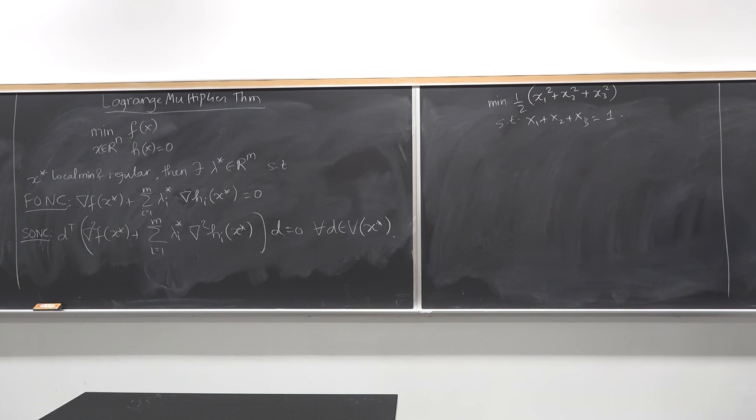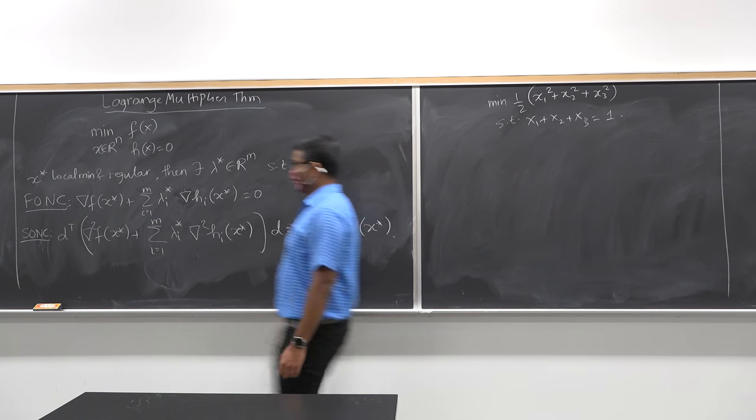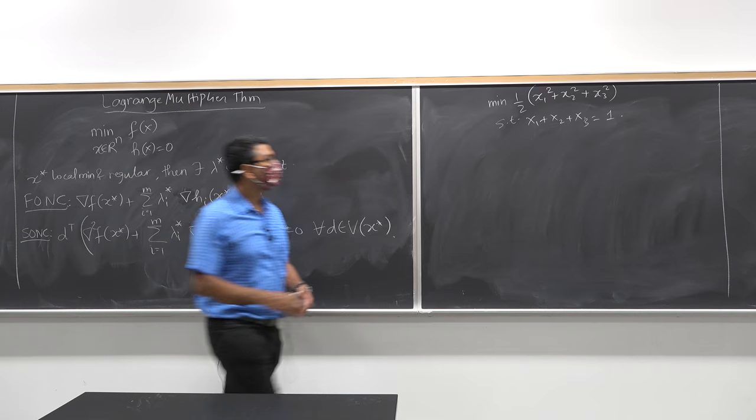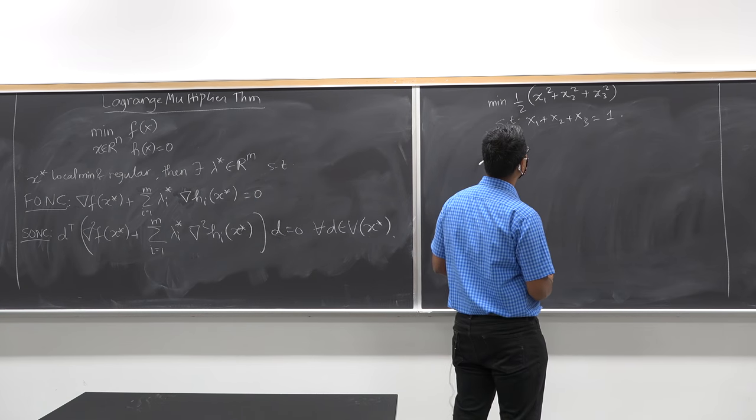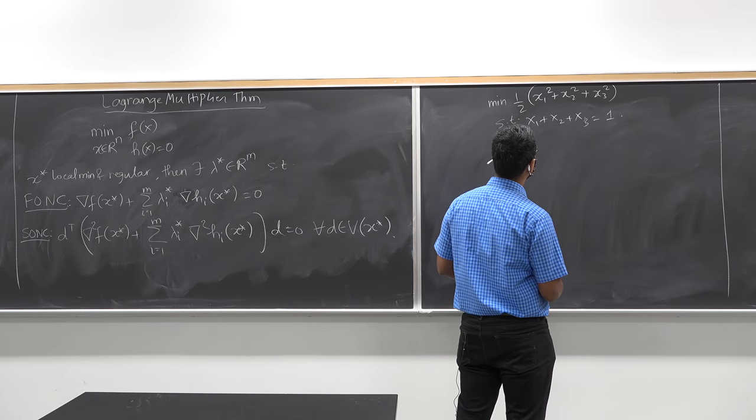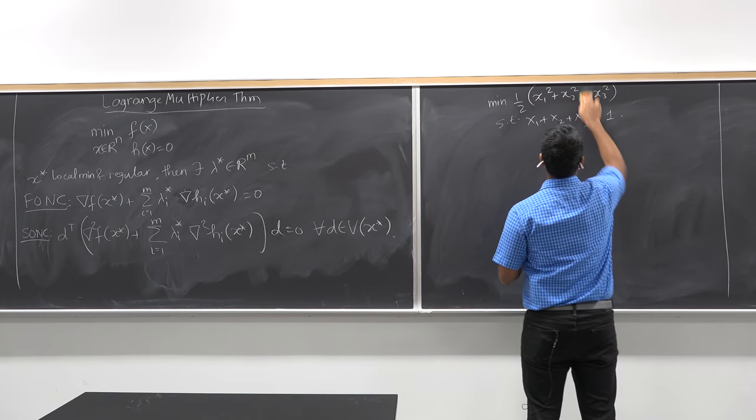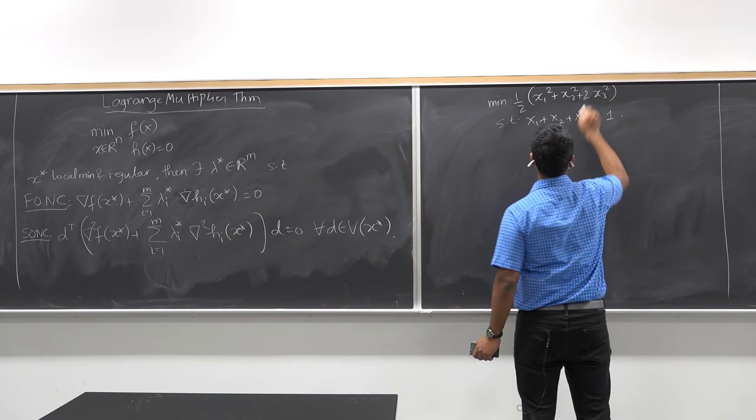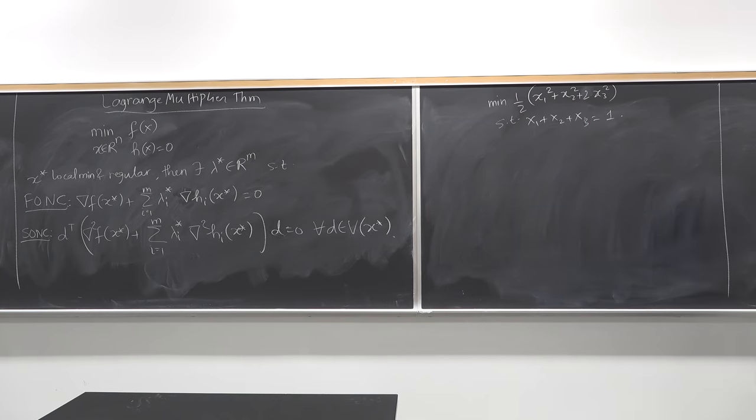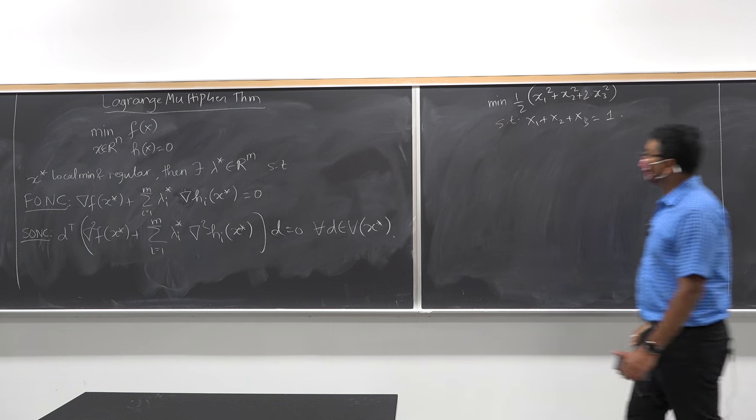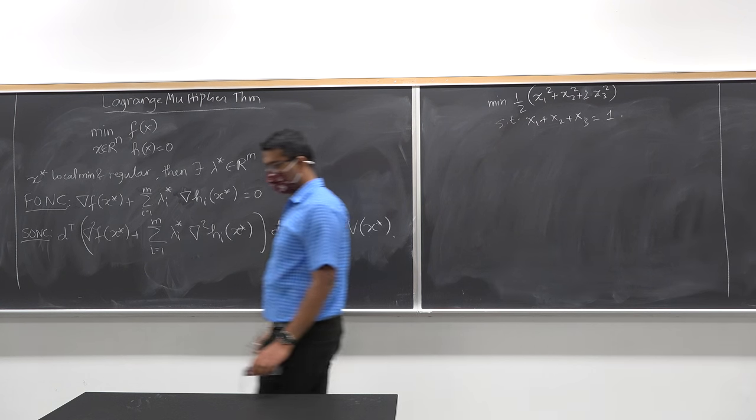Maybe I want to make it a little bit interesting. How do I make it interesting? I want to maybe add a number somewhere. Let me make it 2. So now it's not symmetric. So now x1 will not be equal to x2, will not be equal to x3. Okay, so this is the problem I want to solve.